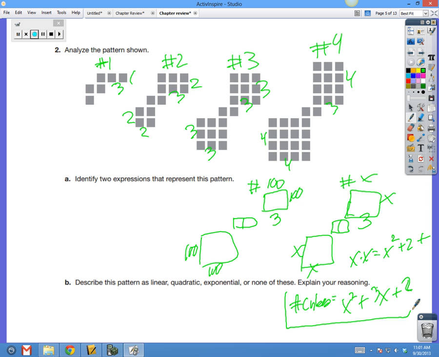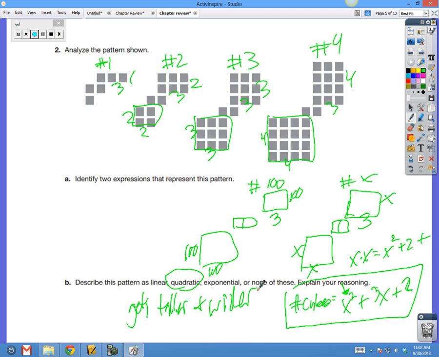And is this linear, exponential, or quadratic? Quadratic. Why is it quadratic? Because the biggest exponent is this 2, the X squared. It's quadratic, same as last time. This is why it's quadratic. Because these squares right here, from picture to picture, they're not only getting taller, but they're also getting wider. So you're changing in 2 dimensions. It gets taller and wider. These rectangles right here, these are linear, because the width never ever changes. It always stays 3, 3, 3, 3. But from each picture to each picture, it gets taller and taller.